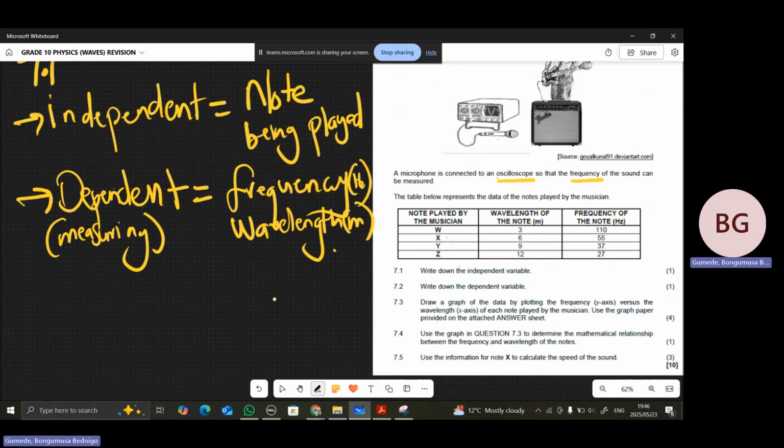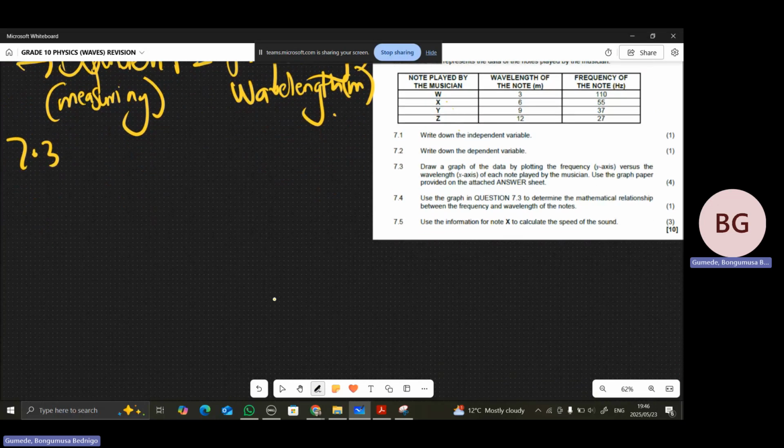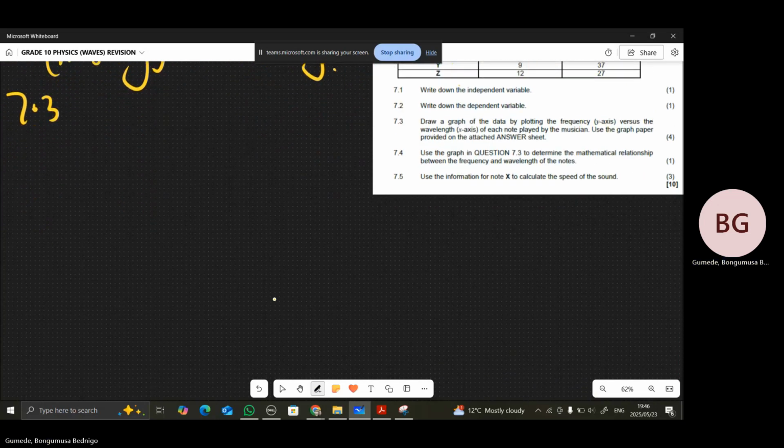All right, 7.3. So this was 7.1, this was 7.2, 7.3. Draw a graph by plotting frequency on the y-axis versus wavelength on the x-axis. Use the graph paper. So we don't have a graph paper here. We are going to plot here. We are going to say frequency.